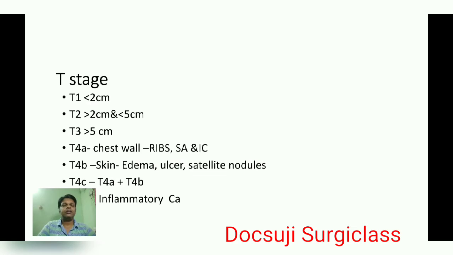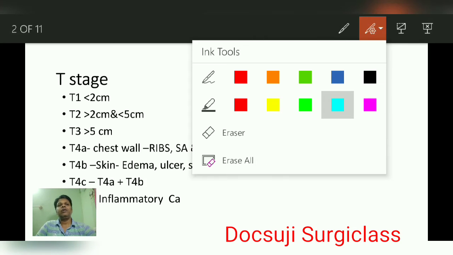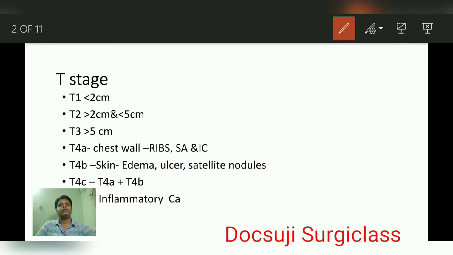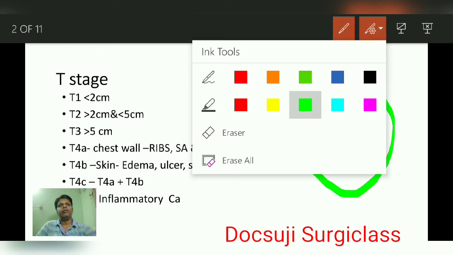Okay, so in this session I'm going to discuss TNM staging of carcinoma of the breast. Number one, first we are going to discuss the T stage, that is the tumor stage. So we'll start with T1. T1, T2, T3 all represent the size of the tumor. For example, this is a patient having a breast lump.